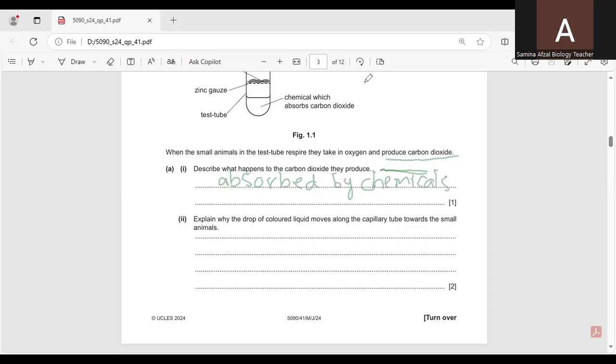Explain why the drop of colored liquid moves along the capillary tube towards the small animals. During respiration, carbon dioxide is released and oxygen is taken in. Since the carbon dioxide is absorbed, the colored liquid drop will move towards the animals because the animals are using up that oxygen.